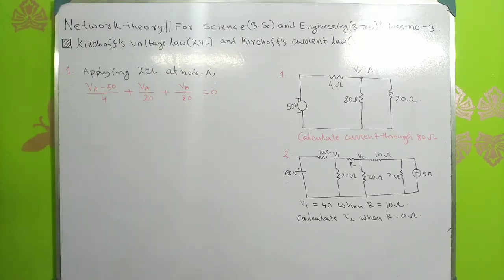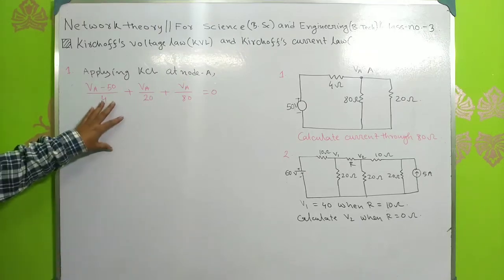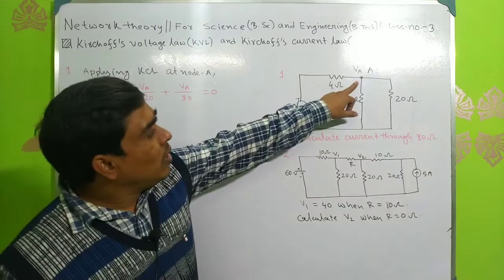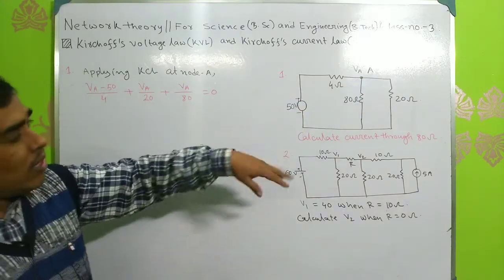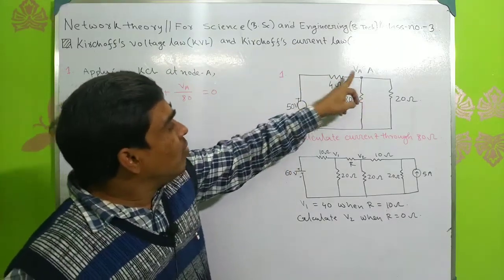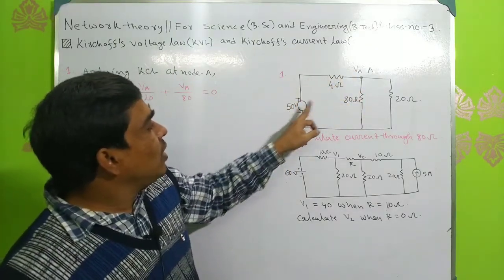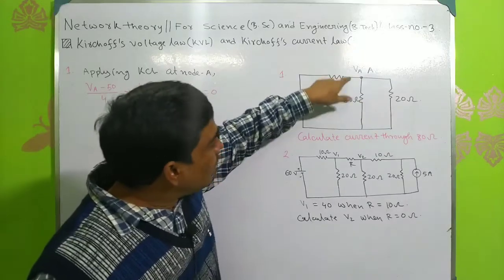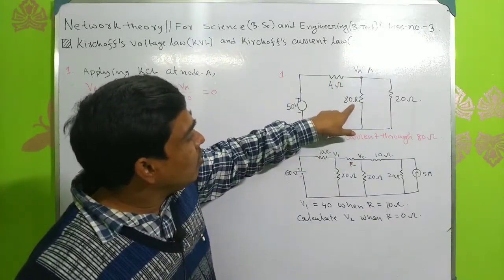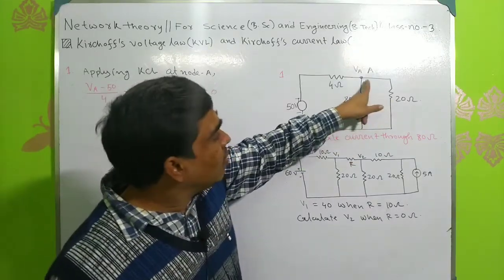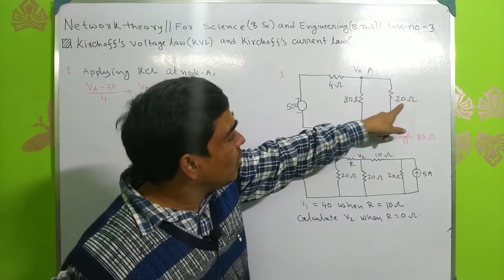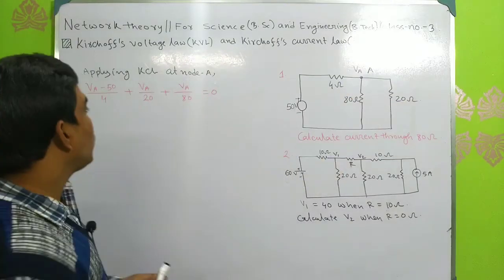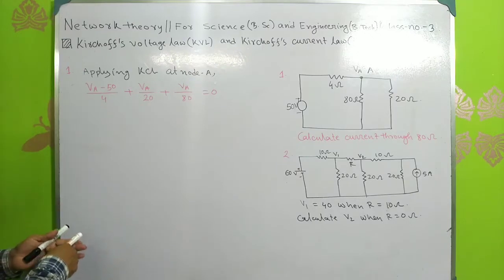This is the KCL equation at node A. How to calculate? This current is VA minus 50 divided by 4. This current is VA minus 0 divided by 80. This current is VA minus 0 divided by 20. Okay, this is the KCL equation.